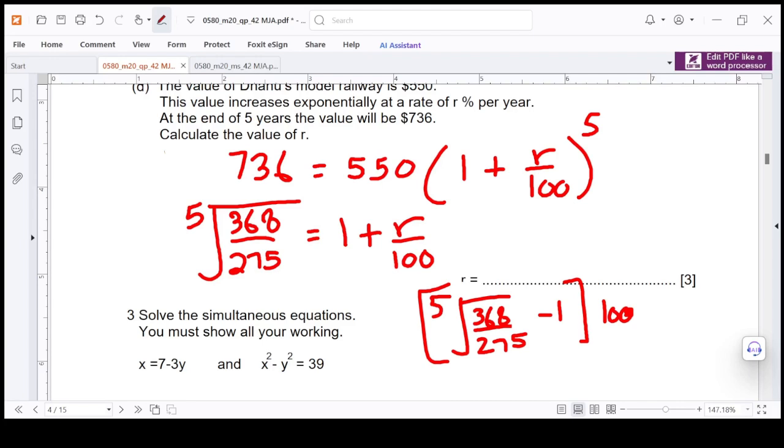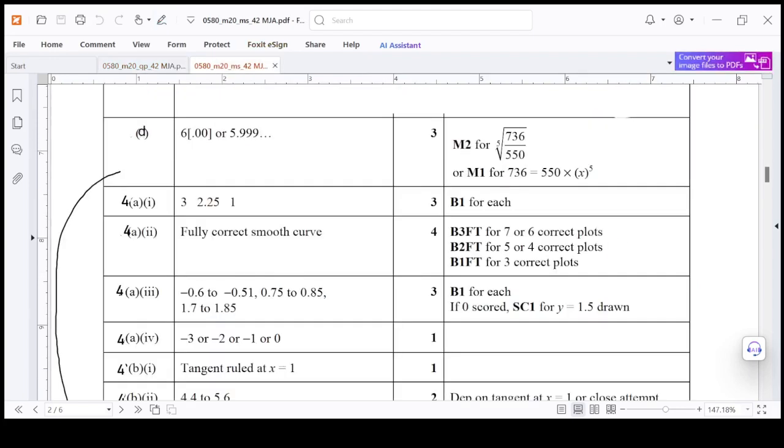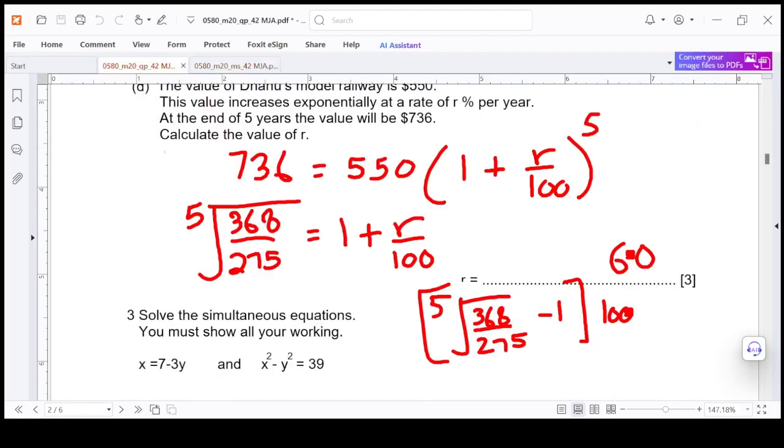Minus 1 should be outside of the square root. And whatever is the answer, I'm doing times 100. I'm getting 5.999. So the rounded answer should be 6.0%, which is right.